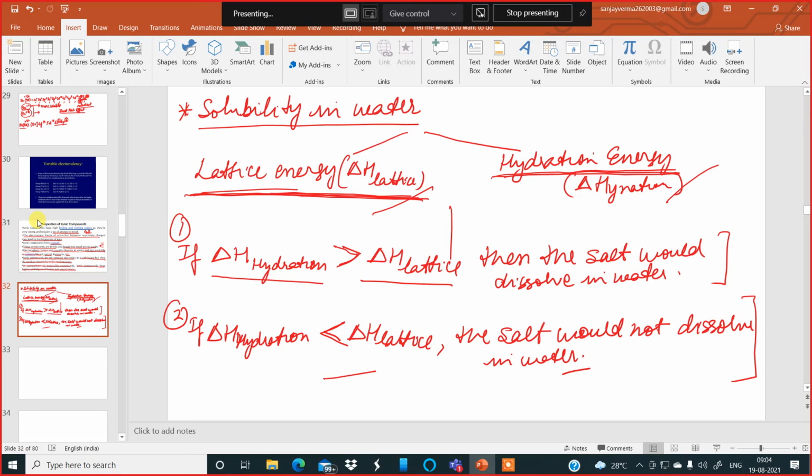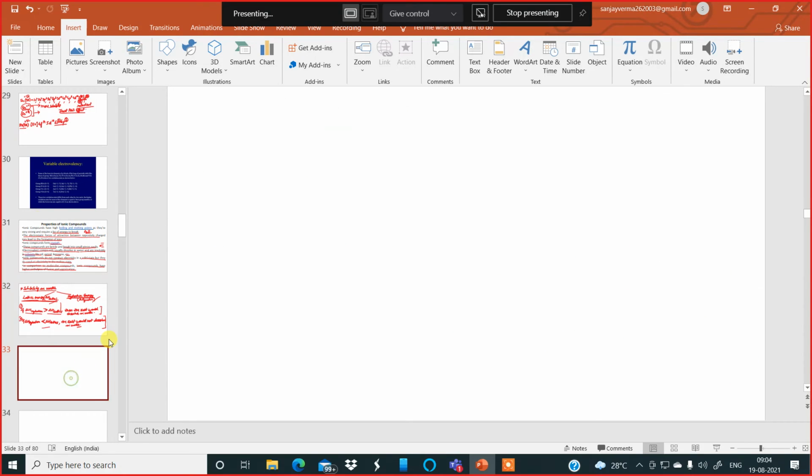Now there are some more properties of ionic compounds, like there is one property which can be talked about, which is called stereoisomerism.